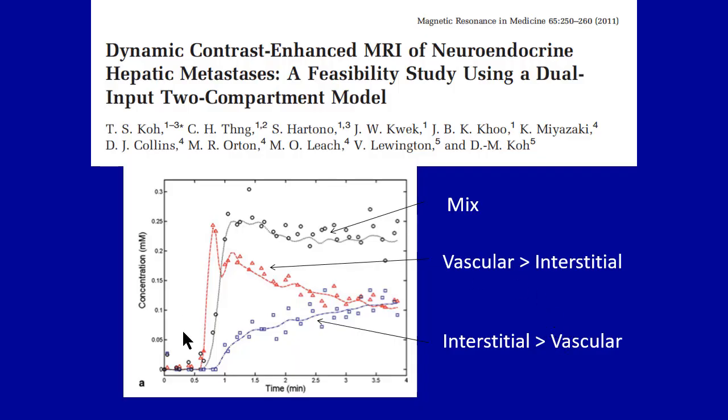So we did a study with neuroendocrine tumor, and when we used the distributed parameter model, we found that a wash-in and wash-out pattern shows tumor with higher intravascular space than interstitial space, and the progressive enhancing pattern shows tumor with higher interstitial space compared to vascular space. This is concordant with our clinical knowledge.